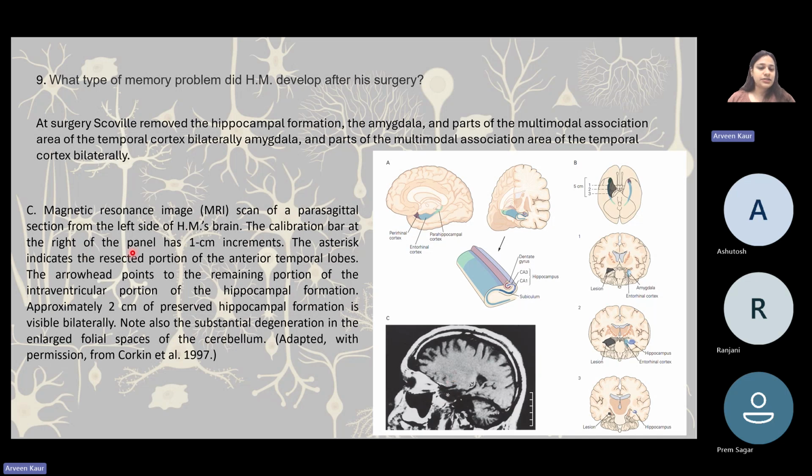Asterisk indicates the resected portion of the anterior lobe. The arrowhead points to the remaining portion of the intraventricular portion of the hippocampal formation, and approximately 2 centimeters of preserved hippocampal formation is visible bilaterally. Note also the substantial degeneration in enlarged foliar spaces of the cerebellum, right? Other degenerative things also you can see in this MRI.